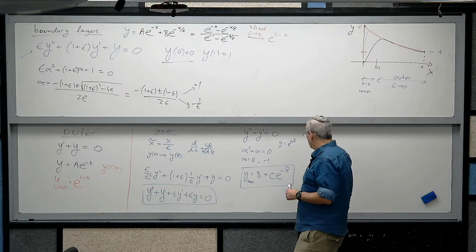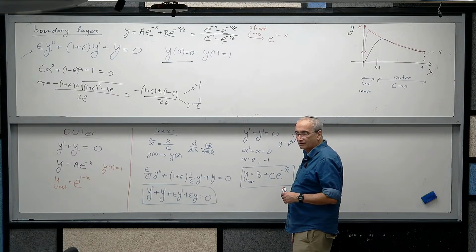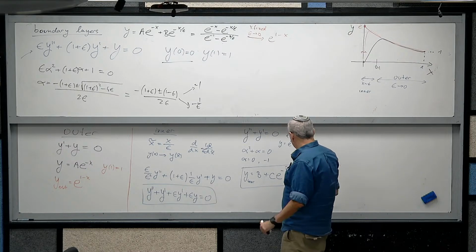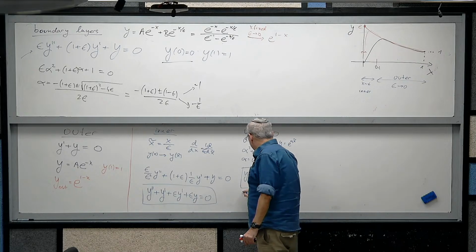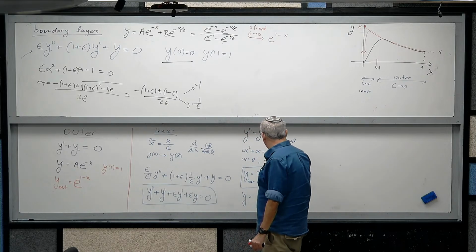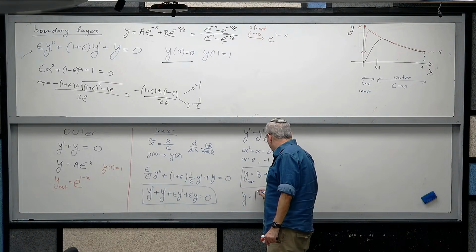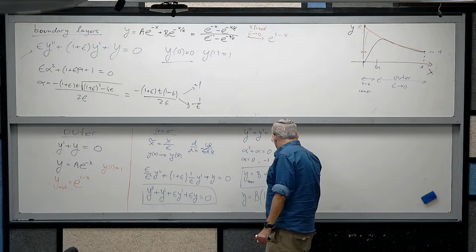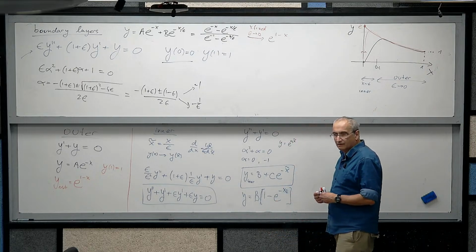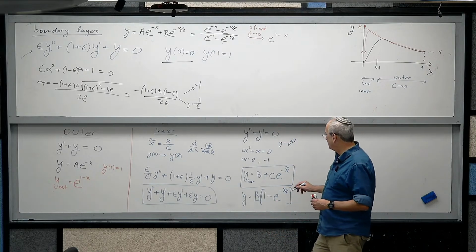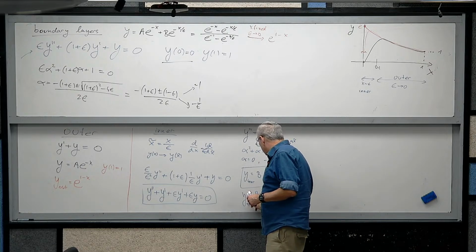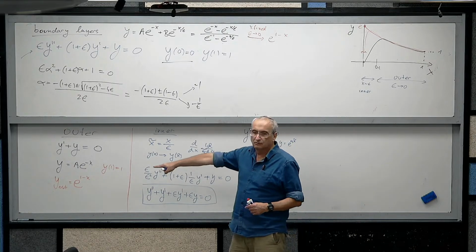But you have another condition, that the inner and outer agree on epsilon. So this will be 0 at 0 if y inner is b times 1 minus e to the minus x tilde. And now I can even return to x tilde being x over epsilon. Okay? So this is the inner solution. This is the outer solution.